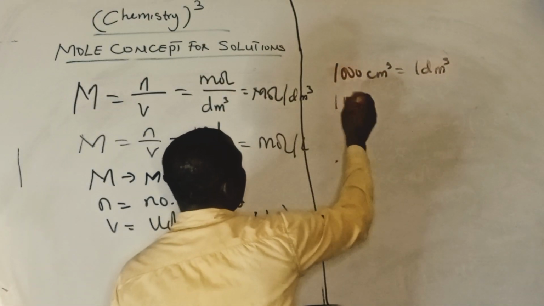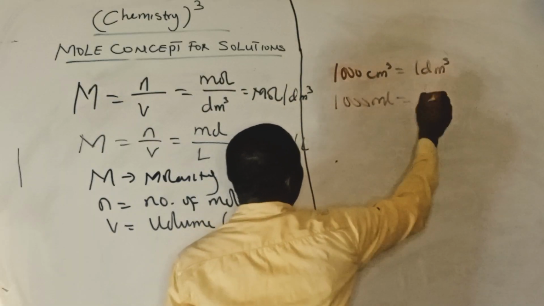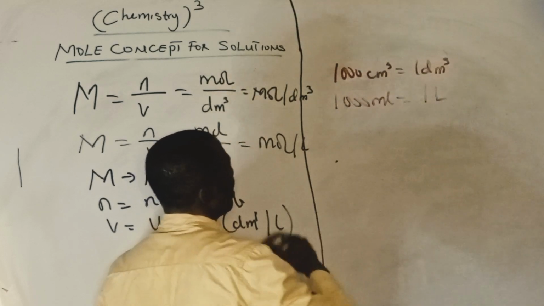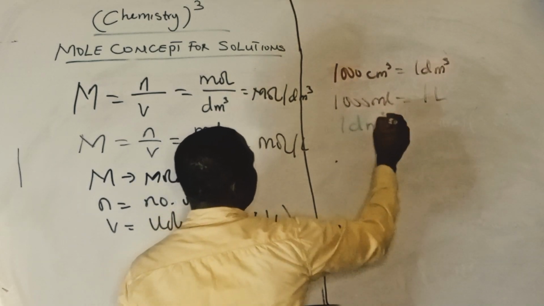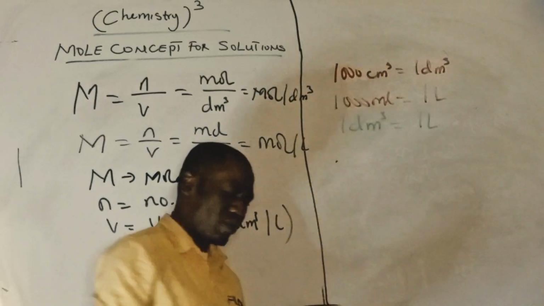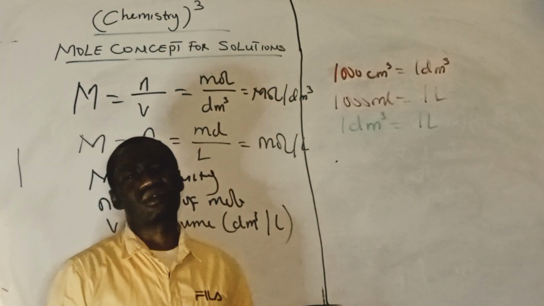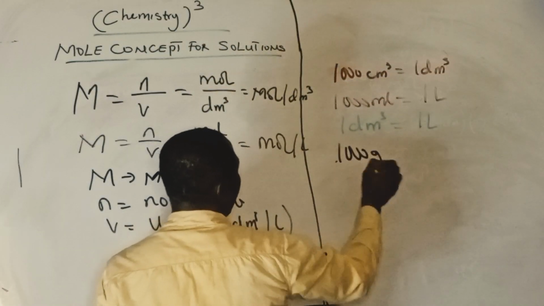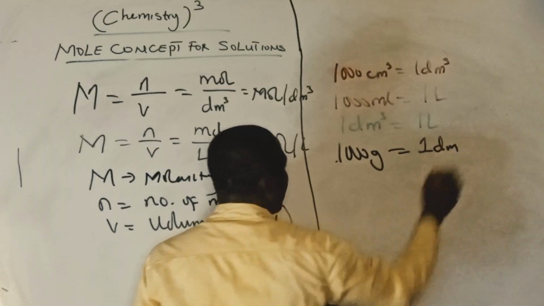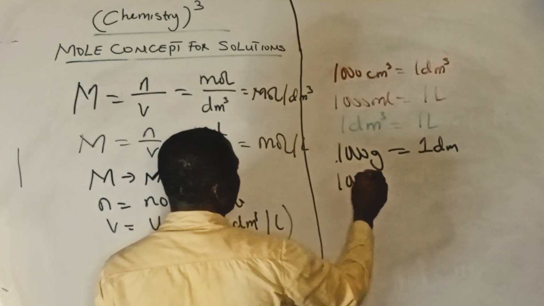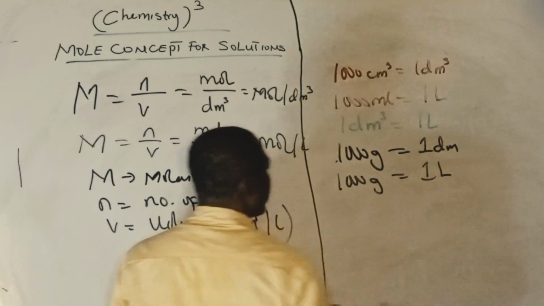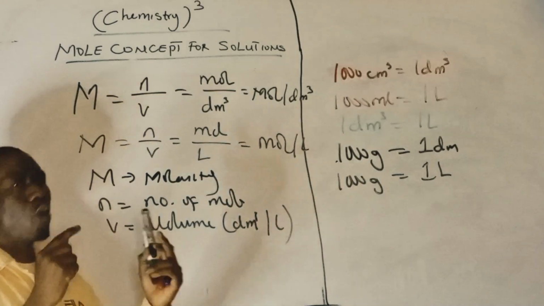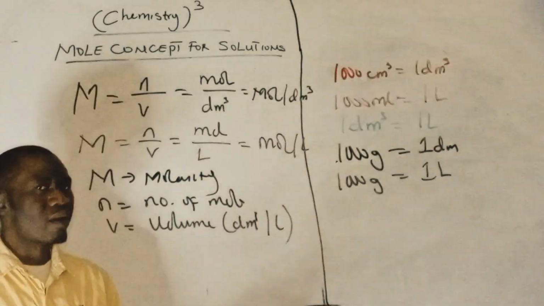You need to know that 1000 milliliter is the same thing as 1 liter. You also need to know that 1 dm³ is equal to 1 liter. Now, for instance, what if the volume of the solution is given in grams? Let's say 1000 gram. You need to know that 1000 gram of a solution is the same thing as 1 liter. Why is that so? Since the density of water is approximately 1 gram per milliliter or 1 gram per cm³.